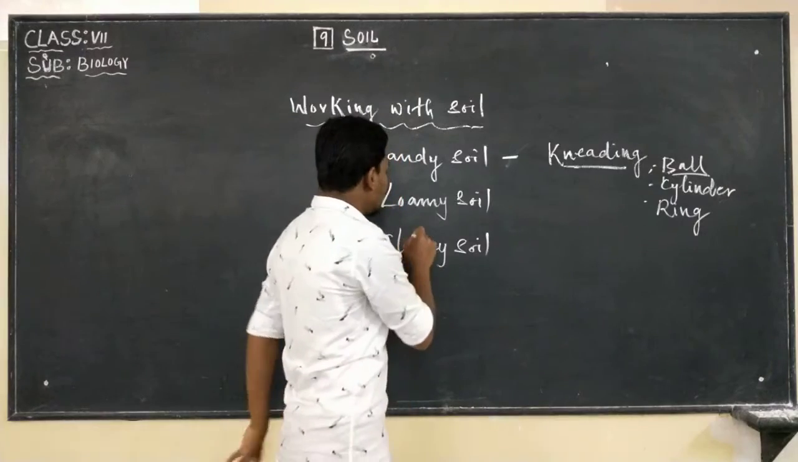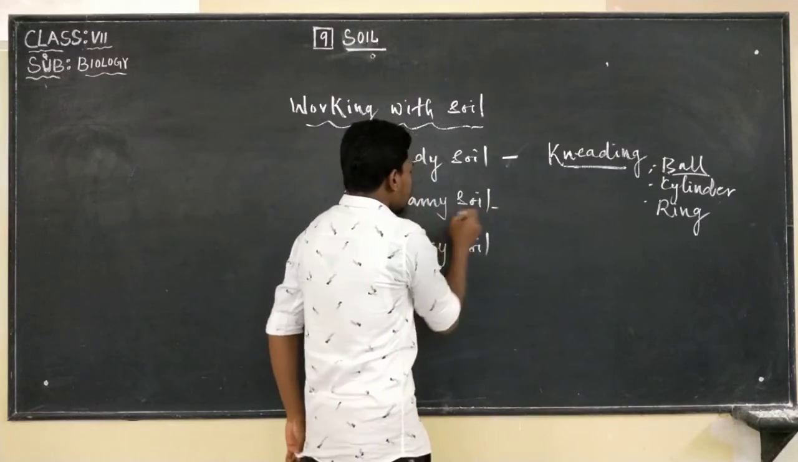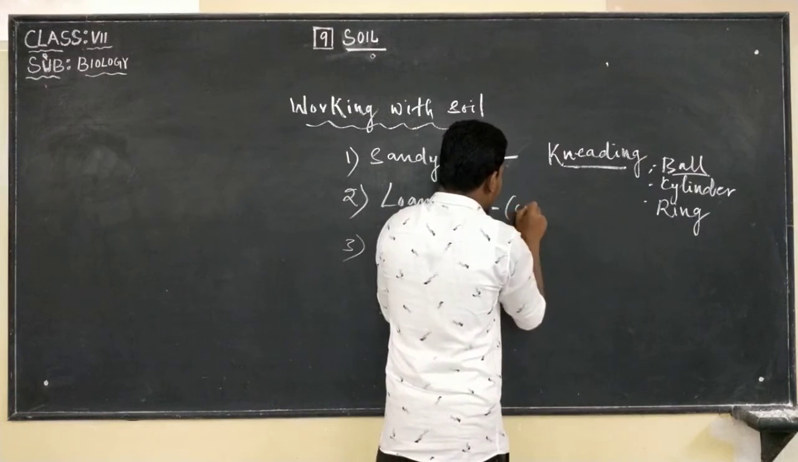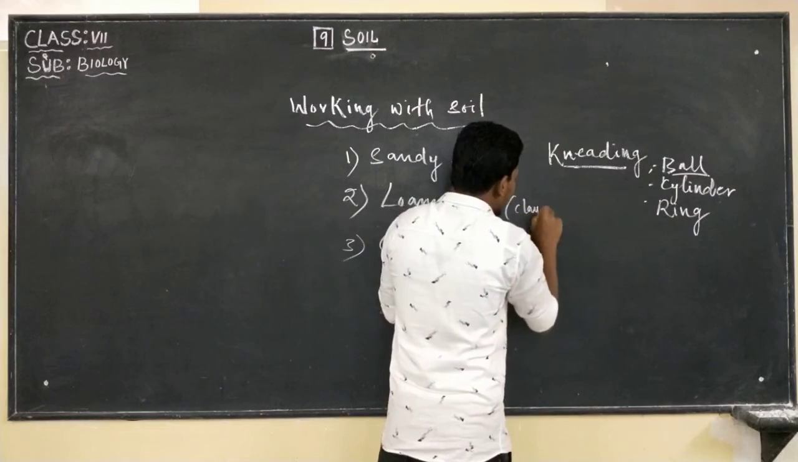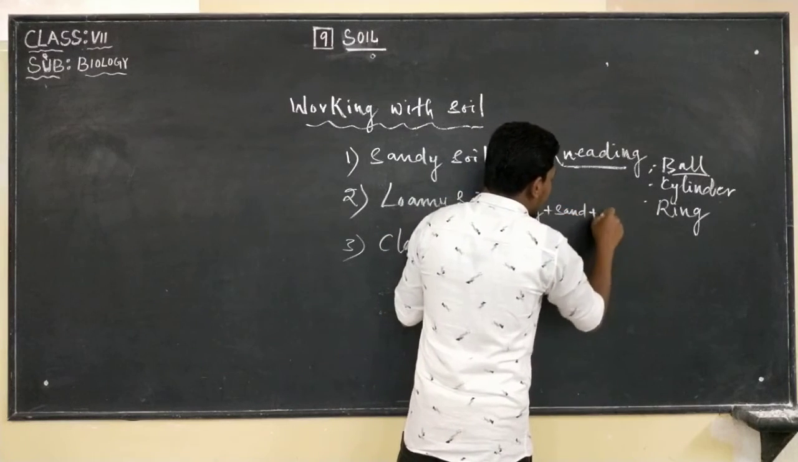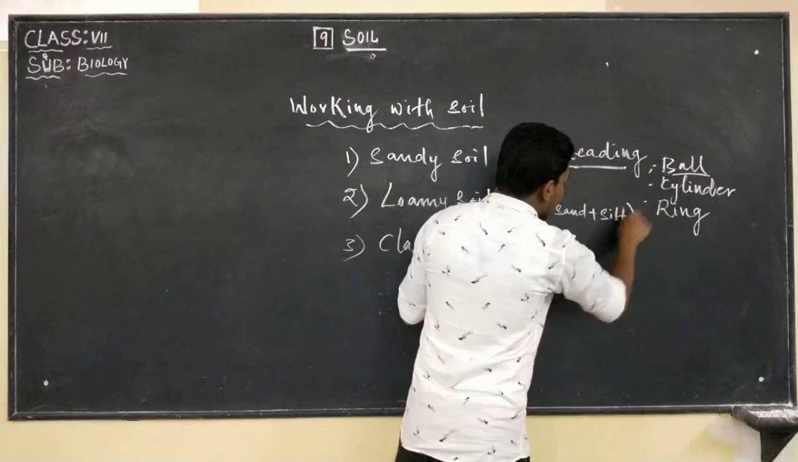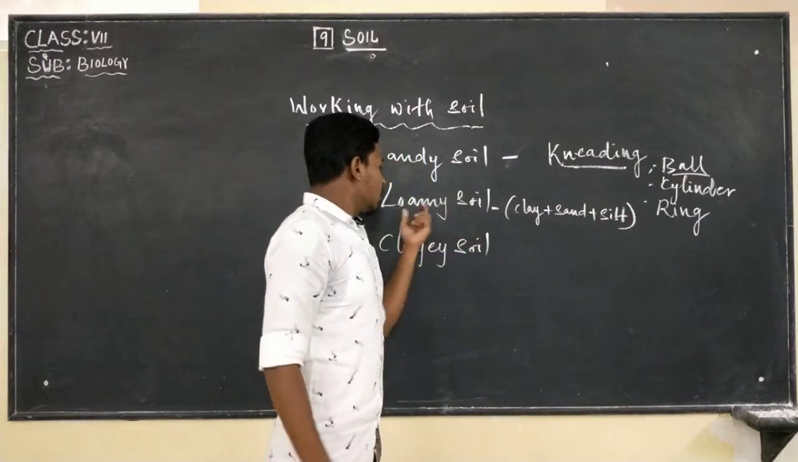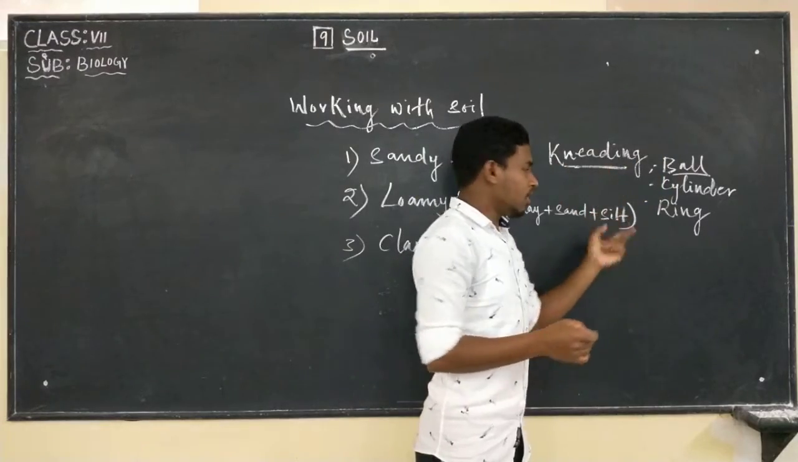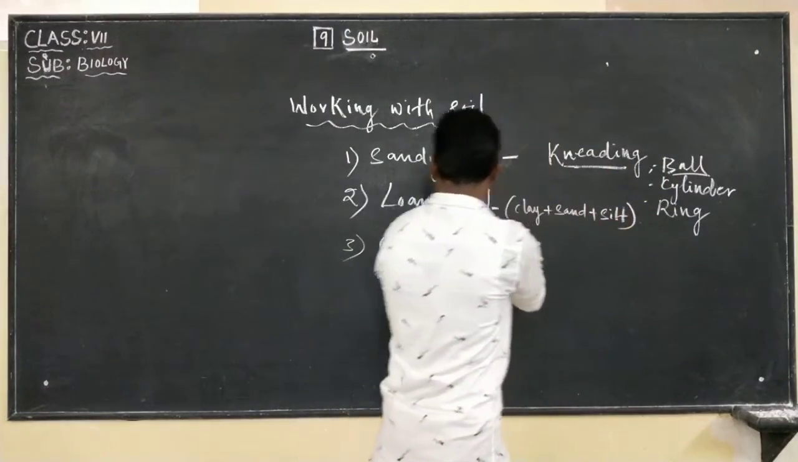And the next one is loamy soil. We have seen that in loamy soil we find some amount of clay, some amount of sand, and some amount of silt. So this loamy soil is also not going to give us this structure. It will break because of its nature.